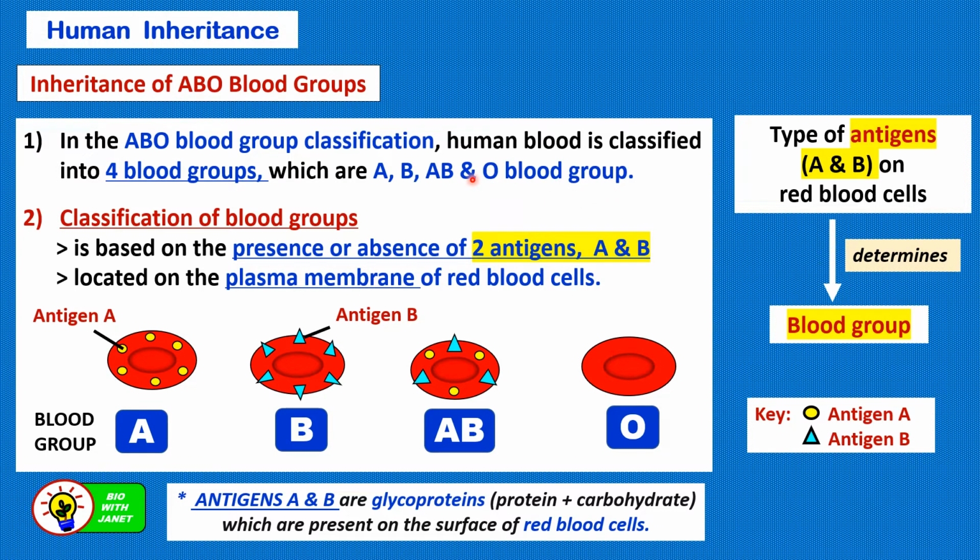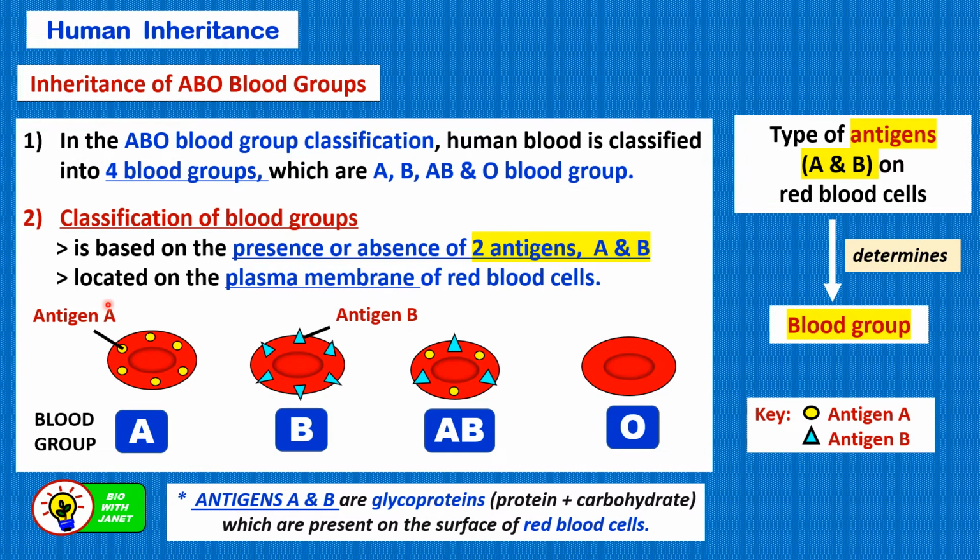So how do we classify the blood into the 4 different types? Okay, how do you classify human blood into 4 different types? So the classification of the blood groups is based on the presence or absence of 2 antigens, A and B, located on the plasma membrane of red blood cells. Okay, so these antigens, A and B, they're actually glycoproteins, meaning protein combined with carbohydrates that are present on the surface of red blood cells, right?